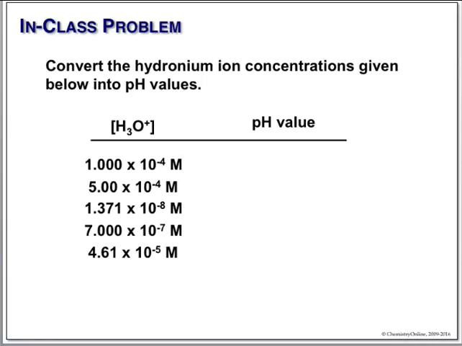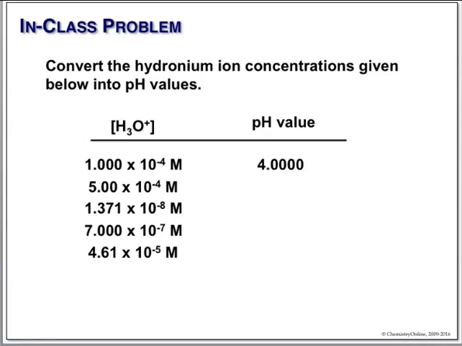So I got log of 1 times 10 to the negative 4, and I got negative 4. Right, you always do, then you change the sign. So it'll be a 4. So you change the negative to a positive. All right, try it with 5 times 10 to the minus 4.